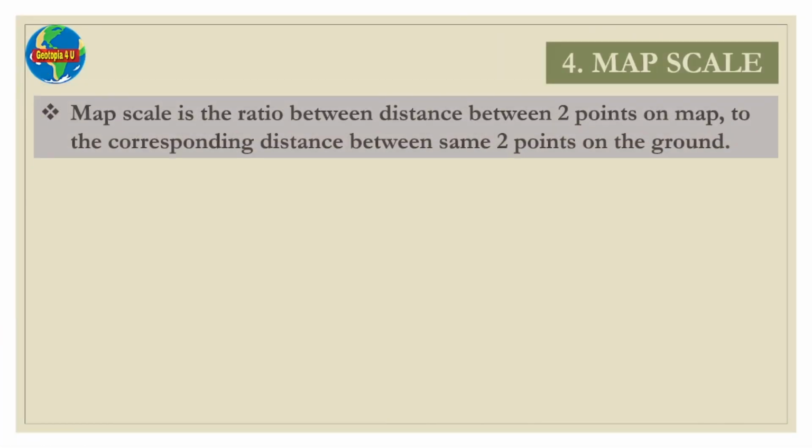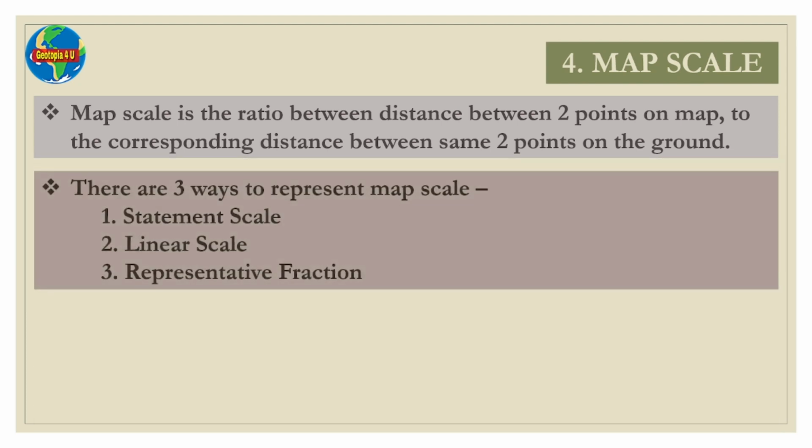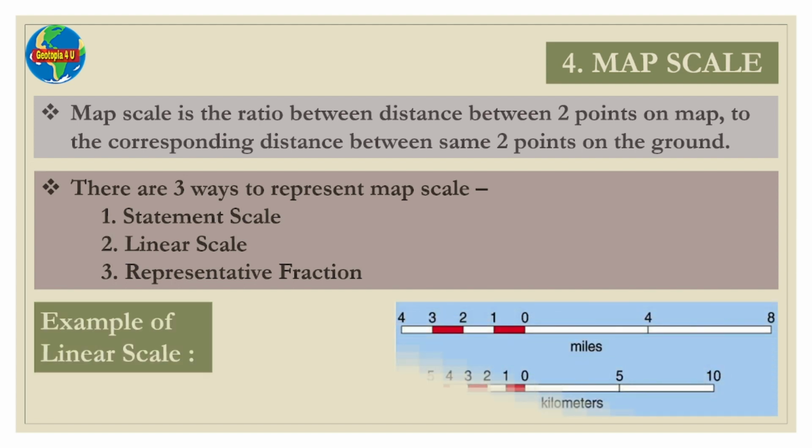Number 4. Map scale. Map scale is the ratio between distance between 2 points on map to the corresponding distance between same 2 points on the ground. There are 3 ways to represent map scale. Number 1. Statement scale. Number 2. Linear scale. And number 3. Representative fraction. This image that you see on the bottom right corner of your screen is an example of linear scale.